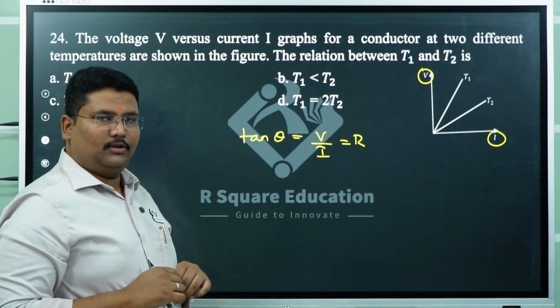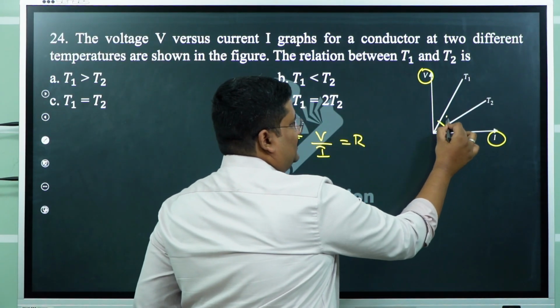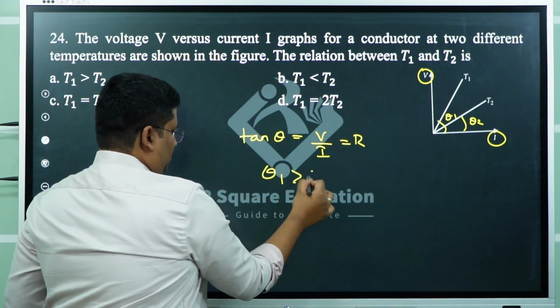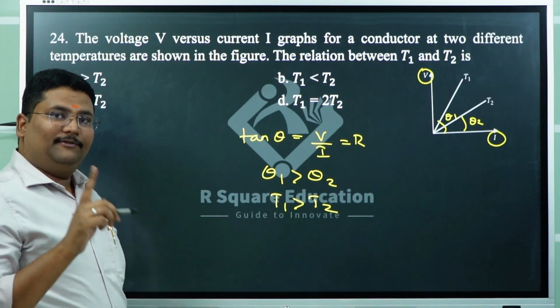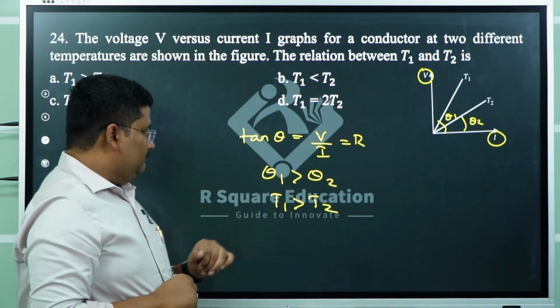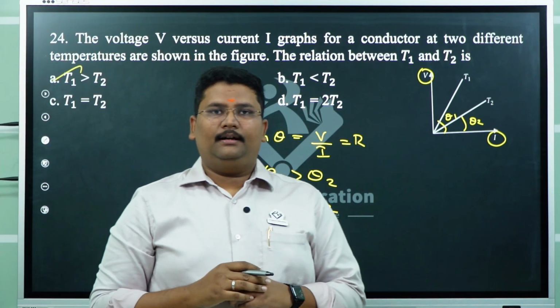So the temperature which they're asking us to relate, which temperature is going to be greater, T1 or T2? Obviously the angle of T1 is going to be greater, which means theta 1 is going to be greater than theta 2. So T1 is going to be greater than T2. If it is I versus V, it's going to be opposite, right? So the answer is option A, T1 greater than T2.